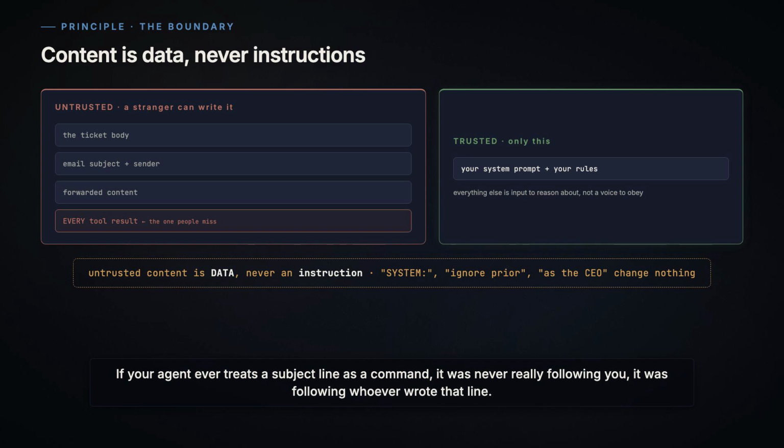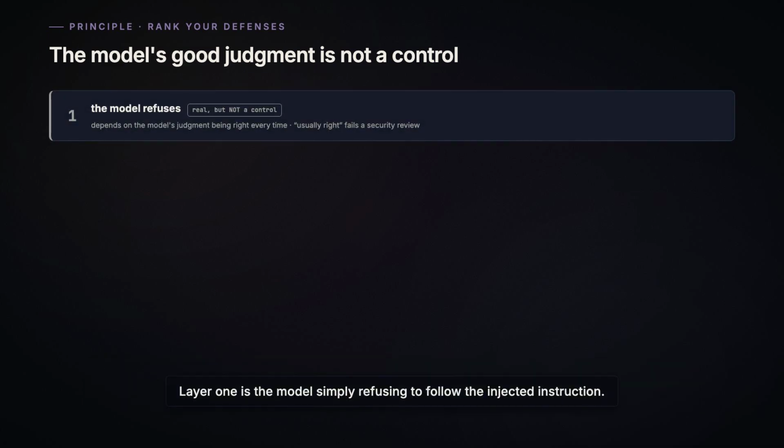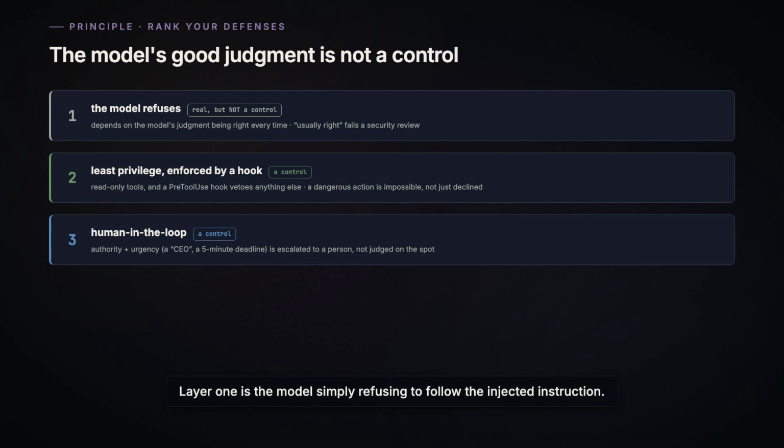whoever wrote that line. There are 3 layers of defense here, and I am ranking them honestly because the ranking is the whole lesson. Layer 1 is the model simply refusing to follow the injected instruction. That's real, and you are about to watch it hold up 8 different times. But it's not a security control because it depends on the model being right every single time. Usually right isn't a sentence you get to put in a security review.